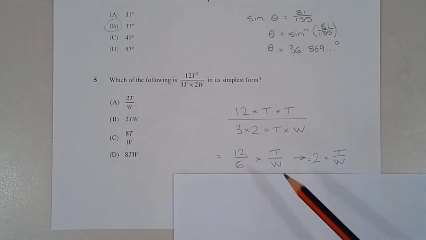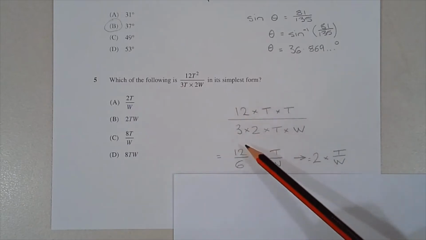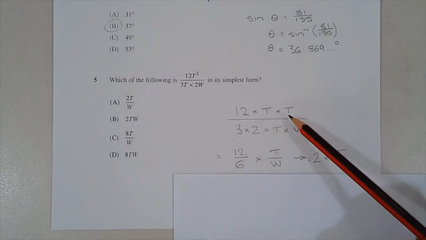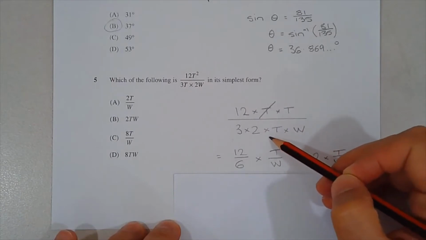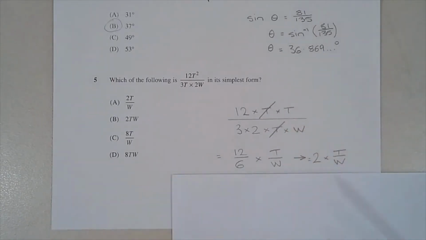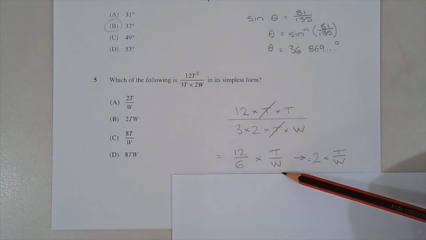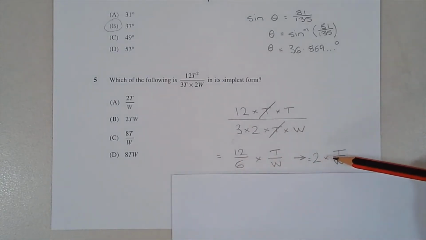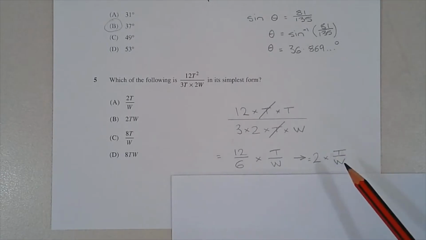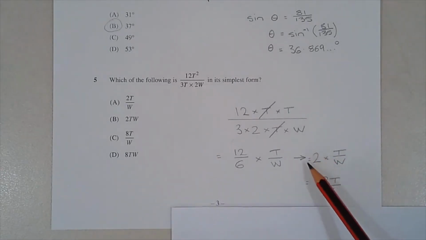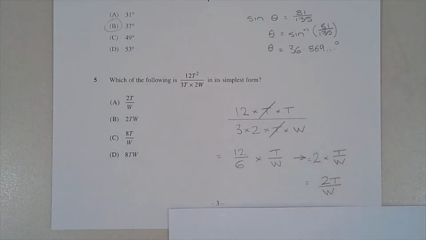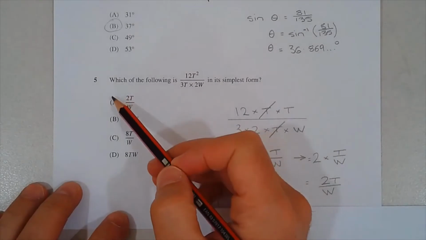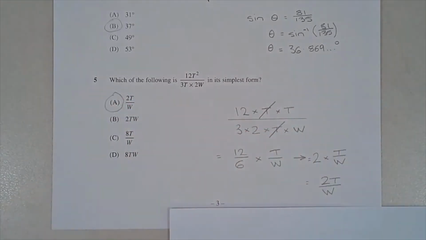So simplifying it further, simplifying the numbers, so 12 over 3 times 2 is just 12 over 6, and t times t over t times w, we can cancel a t from the numerator and a t from the denominator. So we end up with 12 over 6 multiplied by t over w. Now 12 over 6 is just 2, and t over w is just t over w. And because we have a whole number multiplying a fraction, the whole number multiplies the numerator. So we end up with 2t over w. So the answer is option A.